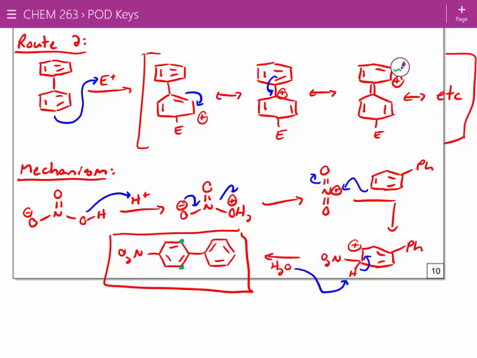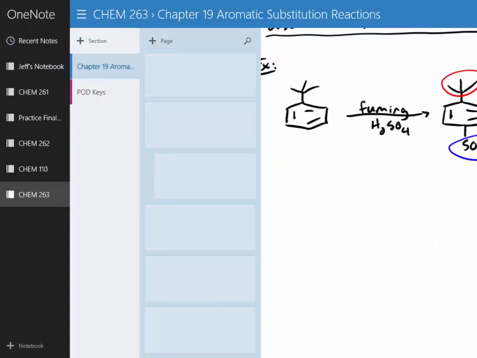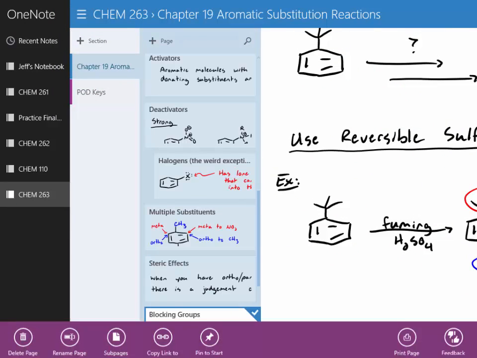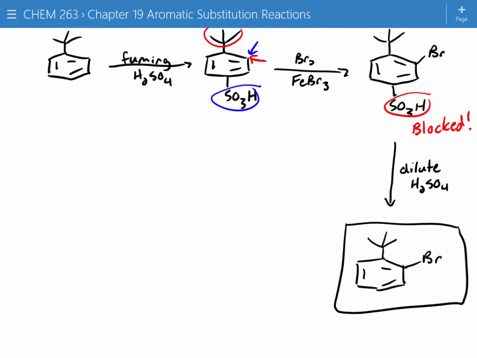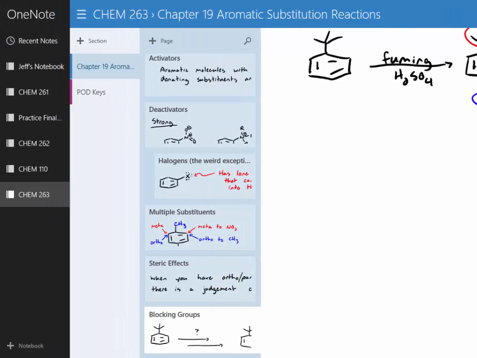Are there any questions about this? All right, let's continue on. Yesterday we finished up talking about using blocking groups, which I kind of brought back again. This is very useful for trying to install something in ortho orientation to activating group in particular. But let's talk today about some more synthesis strategies we can use, and then we'll continue on and talk about some new reactions.